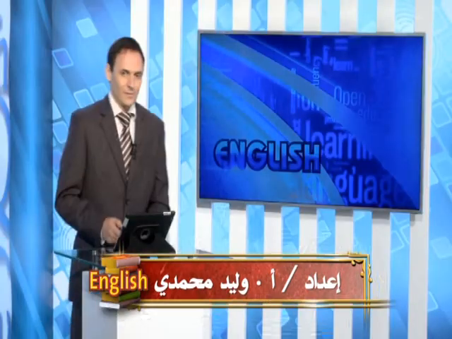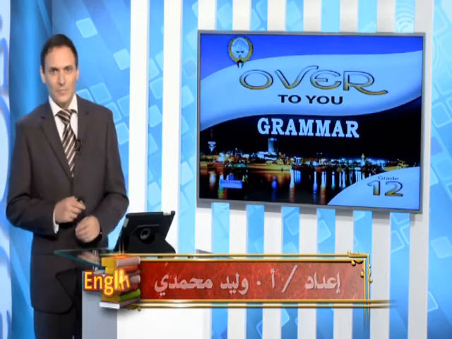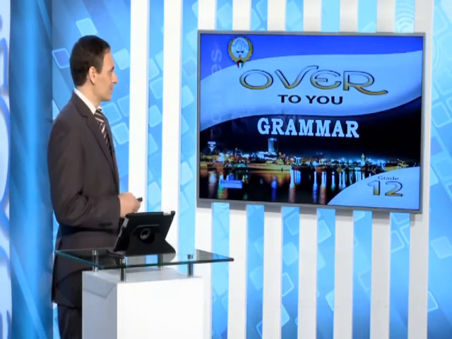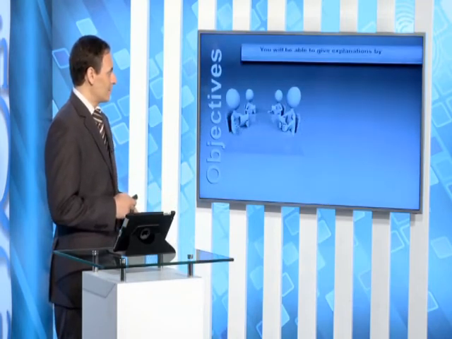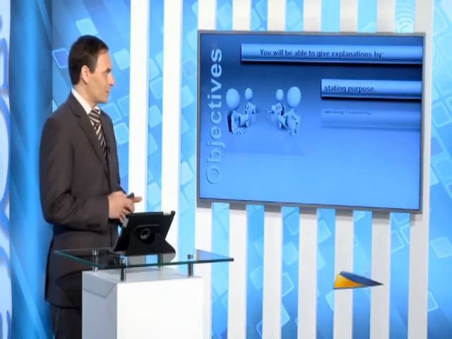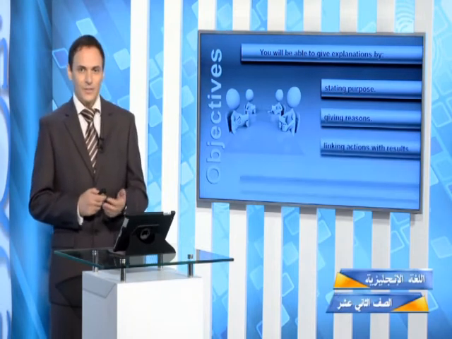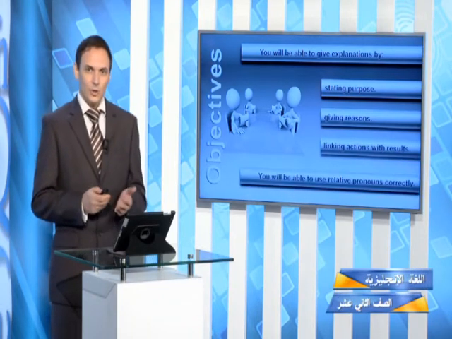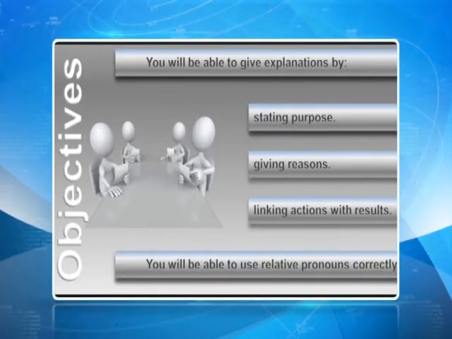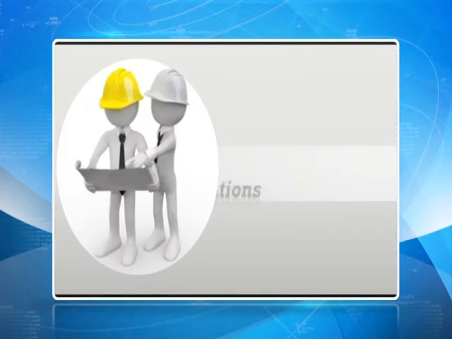Welcome back, dear students. In this lesson, we're going to revise two grammar points which are very important. So, at the end of this episode, you're going to learn how to give explanations by stating purpose, giving reasons, and linking cause and effect or cause and result. Also, you will be able to use relative pronouns accurately and confidently. So let's get started right away.